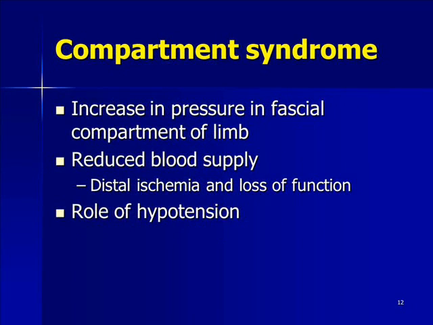Compartment syndrome is a common and insidious problem that requires a high index of suspicion, and it results from an increase in pressure within a fascial compartment of a limb, and this leads to reduced blood supply because of compression of the arteries and causes distal ischemia and distal loss of function. Hypotension will also, of course, contribute to compartment syndrome, in that if there is a bit of pressure and the blood pressure itself is low, then distal perfusion is affected, even if the pressure may not be very high in the compartment.